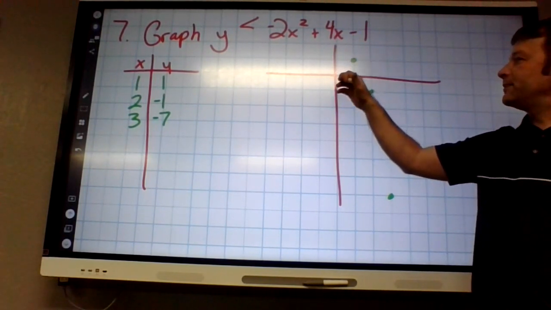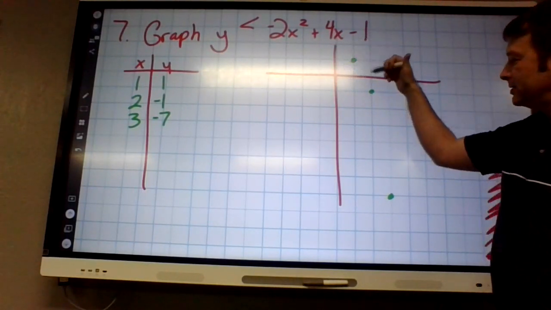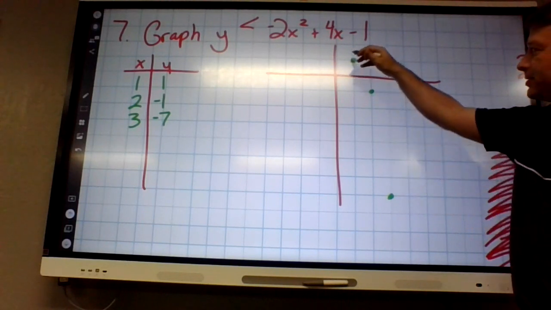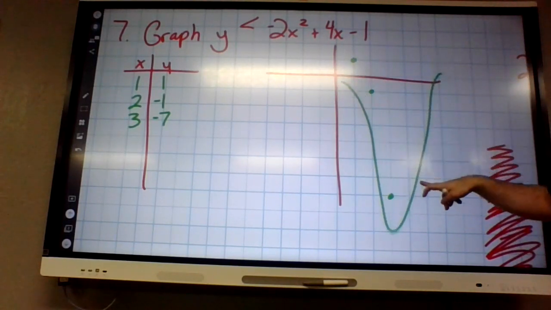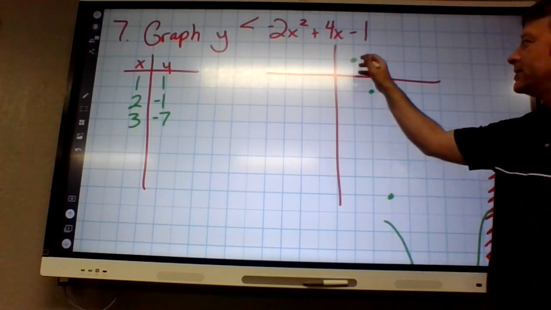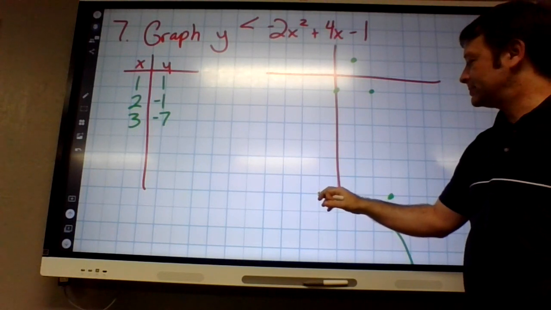So the first point's the vertex. Some people forget which one's the vertex and try and draw it like this. Have you guys ever done that before? Yes. Anyways, don't do that. It's up here. A few people have done it. It's not like one person.